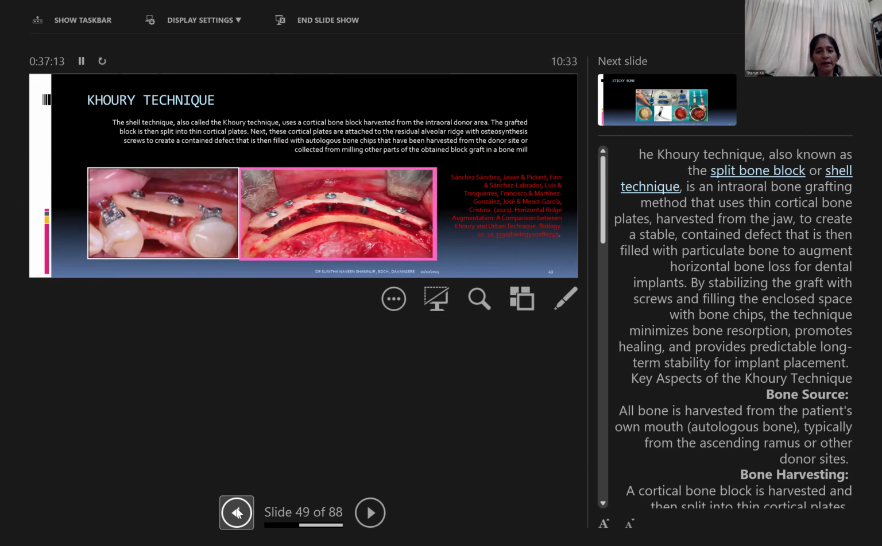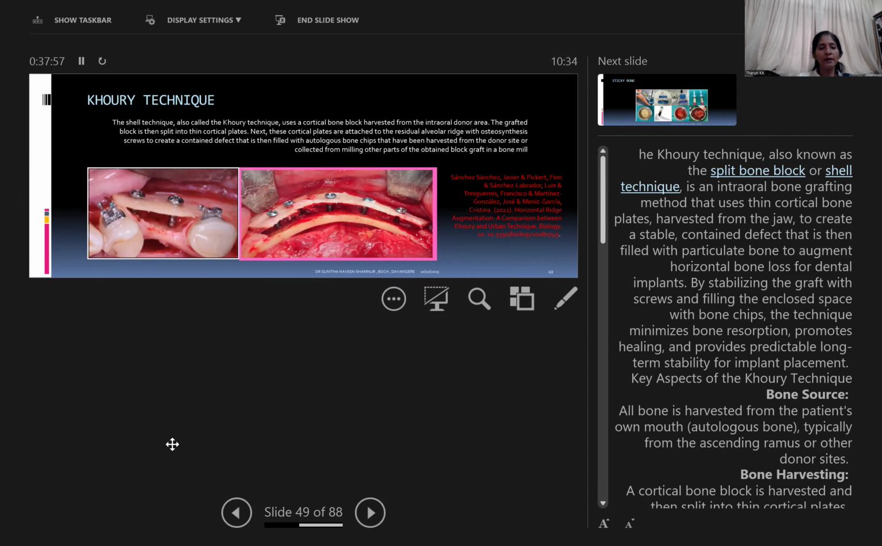Next comes the Khoury technique. This is also called the shell technique or split bone technique. The basic rationale here is that we are going to use an intraoral graft. And where do we harvest this graft? It is harvested as a thin veneer graft from the mandibular ramus area. We harvest it as a sliver from the ramus area using our piezo surgery instruments and not with any burs. It is decorticated and shaped to the defect that you're going to place it in.